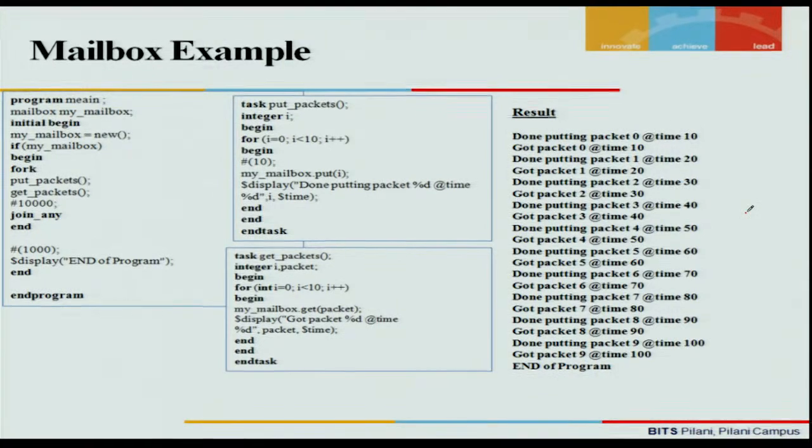In the get packet, it again runs an iteration of 0 to 10 and tries to get the data. Now you can see that this is a blocking call. This put and get is a blocking call, in which the get will wait until a put has happened, and once the put has happened, the get will get the data.